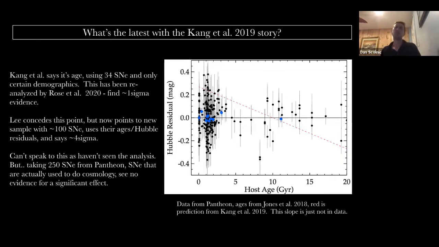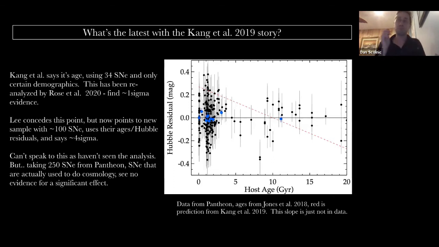Okay, so what's the latest on the Kang et al. thing? You heard a lot about this last week, and I'll just give the quick summary from my point of view. Kang et al. says that age is the main driver, it's progenitor age. To do that, the group used 34 supernovae, and they cut the demographics of the host galaxies of the supernovae to this smaller range. And this was only at low redshift. So they had to have a very large extrapolation of their effect.